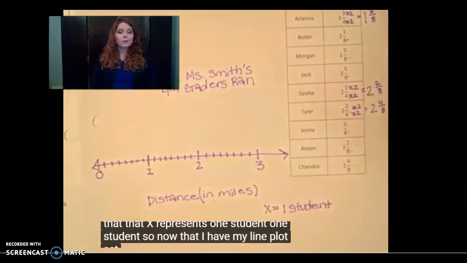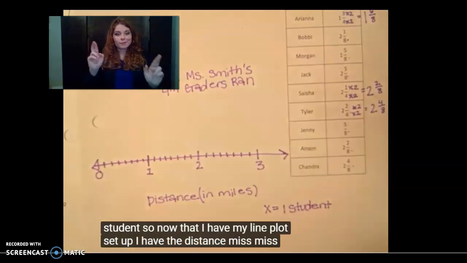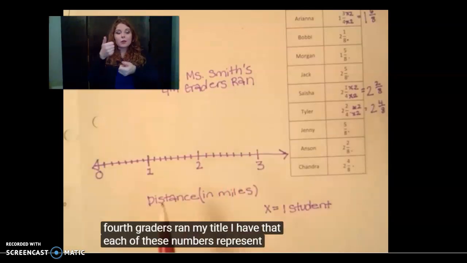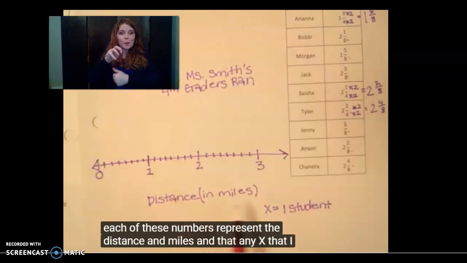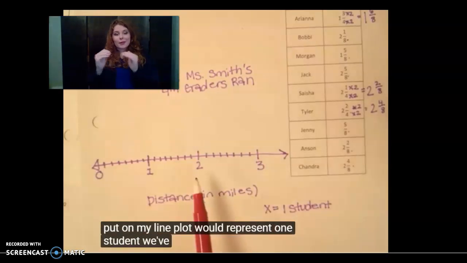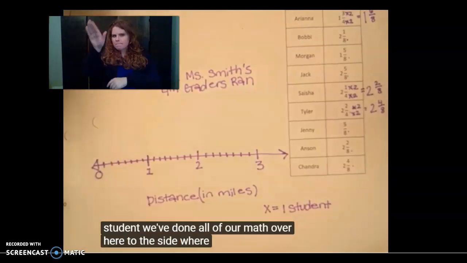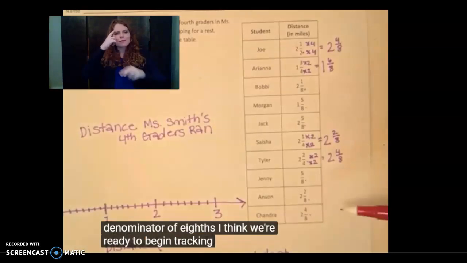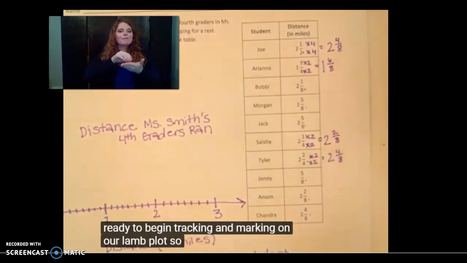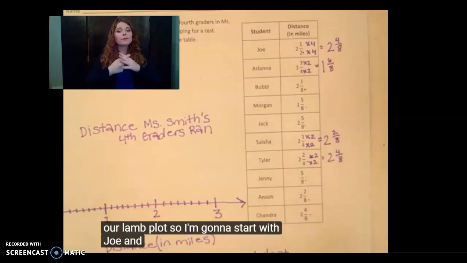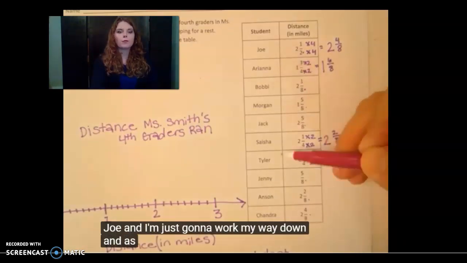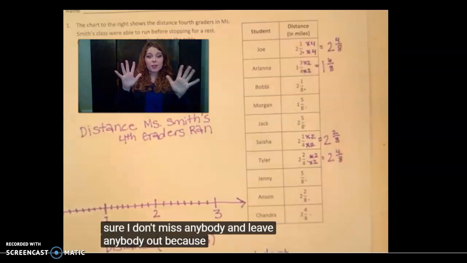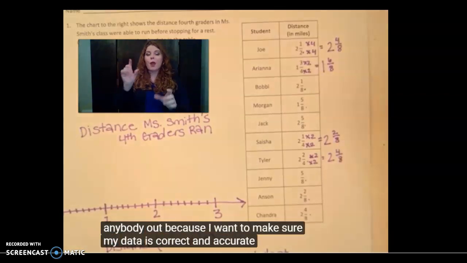So now that I have my line plot set up, I have the distance Miss Smith's fourth graders ran, my title. I have that each of these numbers represent the distance in miles, and that any X that I put on my line plot would represent one student. We've done all of our math over here to the side where we have everything now out of a common denominator of 8. I think we're ready to begin tracking and marking on our line plot. So I'm going to start with Joe, and I'm just going to work my way down. And as I go, I want to put a check mark beside each person's name just to make sure I don't miss anybody and leave anybody out, because I want to make sure my data is correct and accurate.